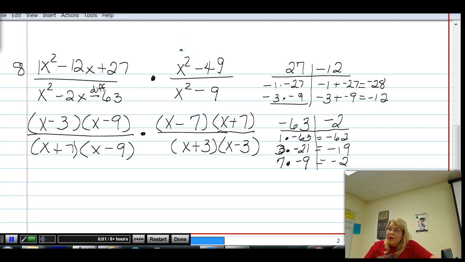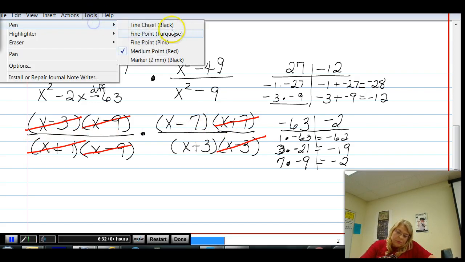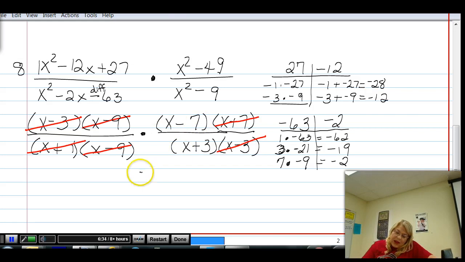Now that I have everything factored, I'm going to start with the first one in the numerator and work my way across the numerator and see if there's anything I can reduce out. I've got an x minus 3 in the numerator. Oh, I have one in the denominator. I can divide them out or cancel them out. I have an x minus 9 in the numerator. I have 1 in the denominator. I don't have an x minus 7 in my denominator, but I have an x plus 7 in my denominator. So the only thing that I have left here is x minus 7 and x plus 3.